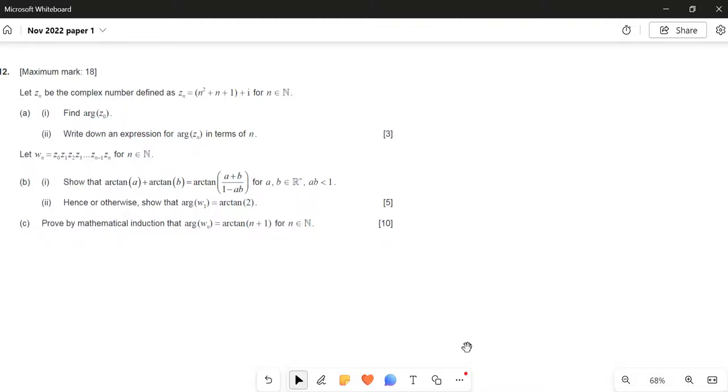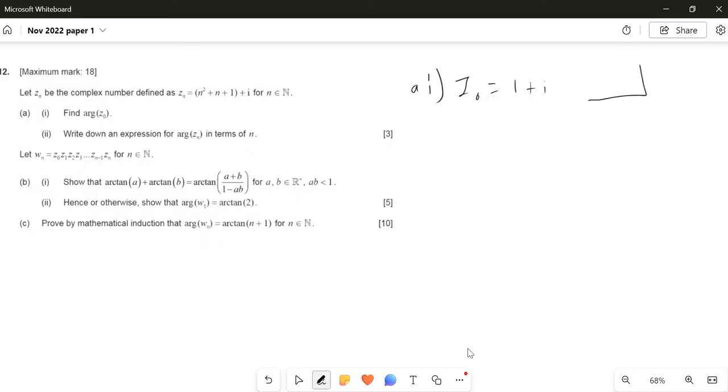Let z of n be the complex number defined as z_n equals n squared plus n plus 1 plus i, for n belongs to natural numbers. Find arg z_0. So z_0 means that our n equals 0. So z_0 equals 0 plus 0 plus 1. So it's just 1 plus i.